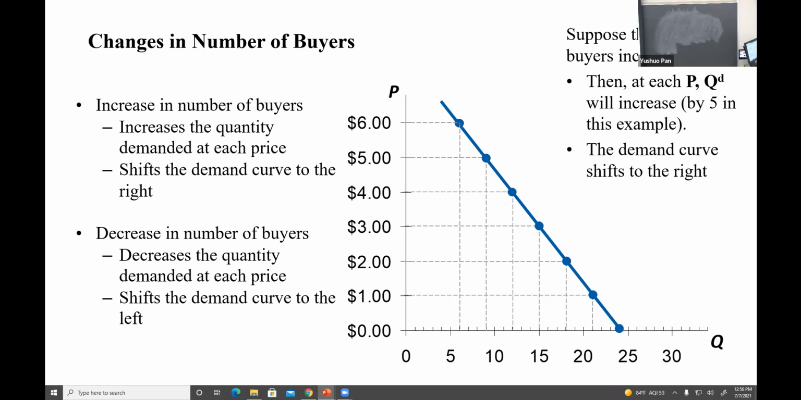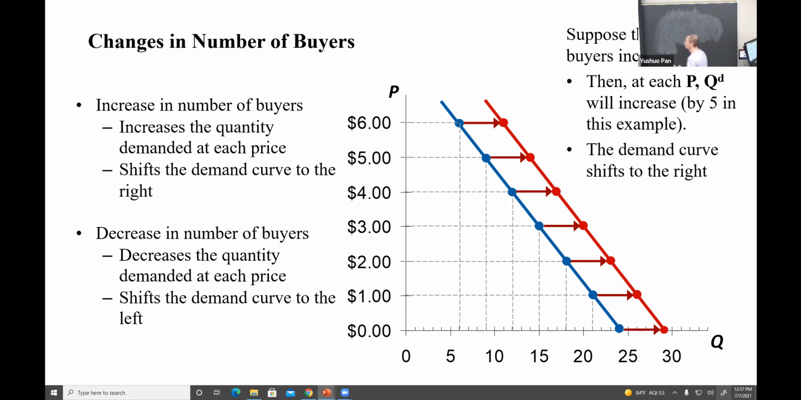Suppose the number of buyers increases, then at each price, quantity demanded will increase by 5 in this example, and what will happen? At each price, the quantity will increase by 5 units. So you will have a new line. That's the new demand curve. Which means you have a new individual or new buyer, then the market demand is going to move to the outside, to the right side.